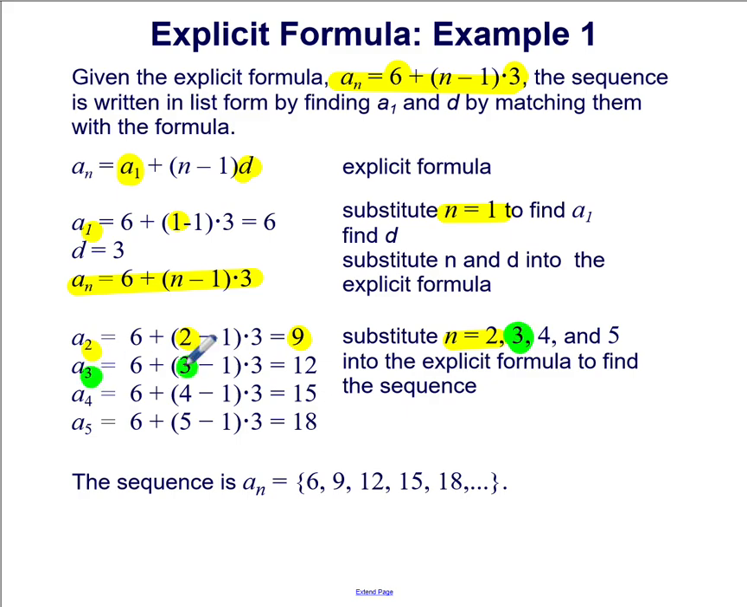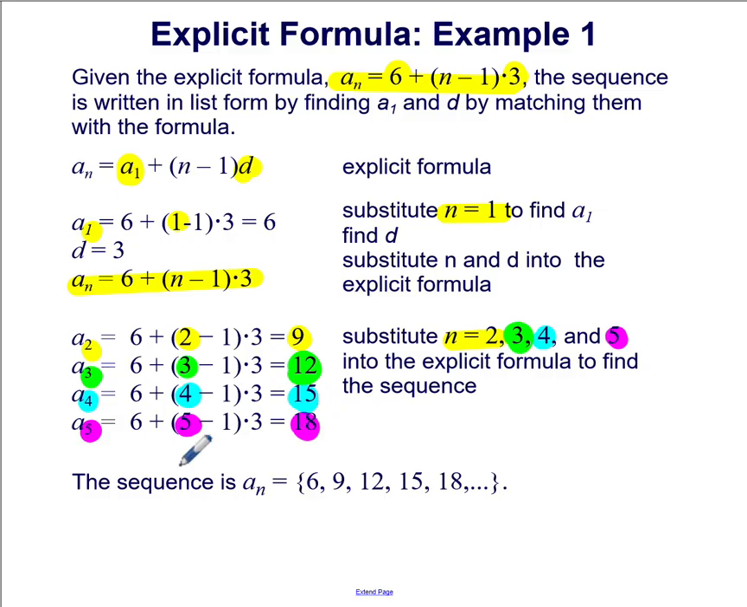Here and here, the third term of the sequence is going to be 12. Next, let's replace n with 4, here and here. And the fourth term of the sequence is going to be 15. And finally, we're going to replace n with 5, here and here. And doing the arithmetic, we find that the fifth term is 18.